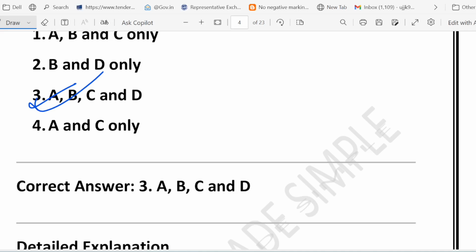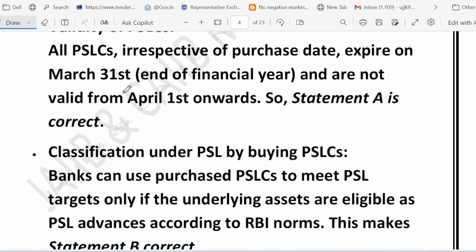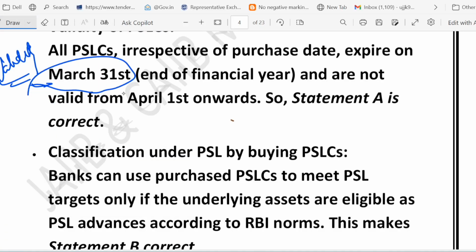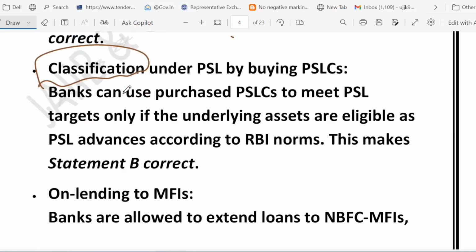So what we have learned from this discussion is that, let me summarize. I told you, first point is regarding the PSLC validity. So remember, it always ends on March 31st. Remember it. Second point I told you is regarding the classification. Classification only if the underlying loans are PSL eligible. Right.